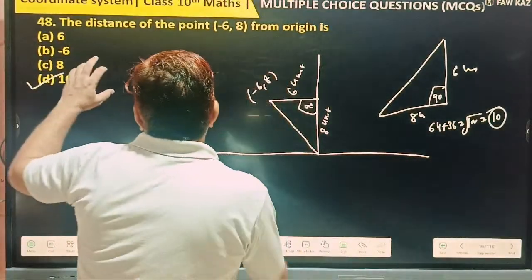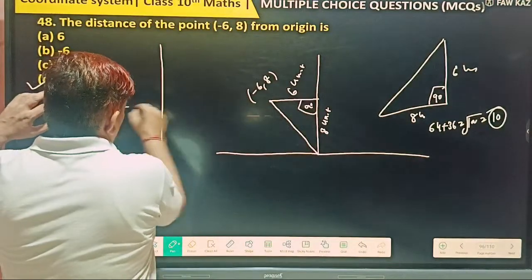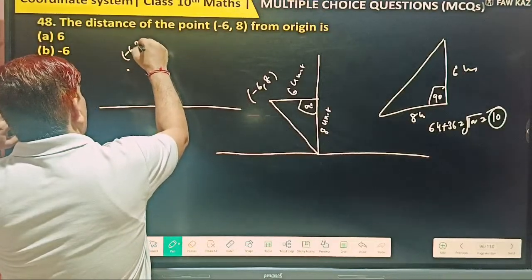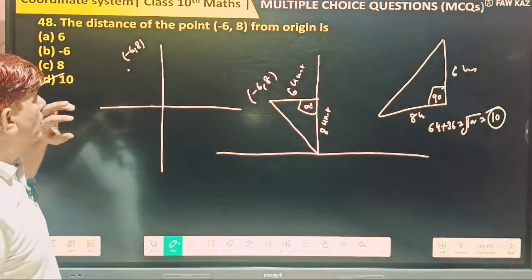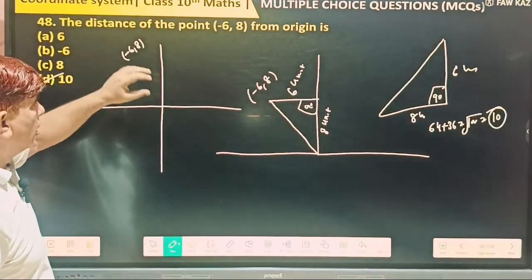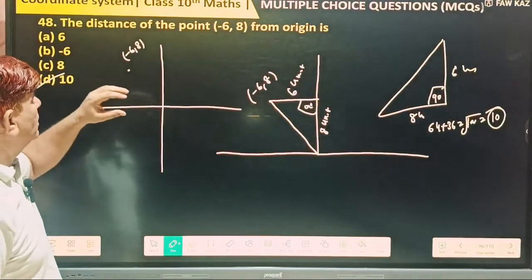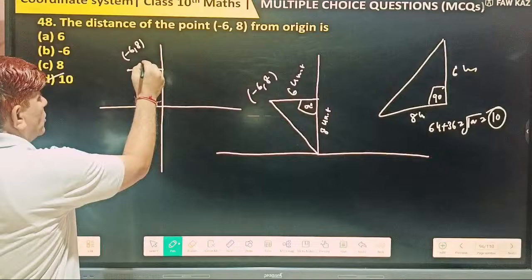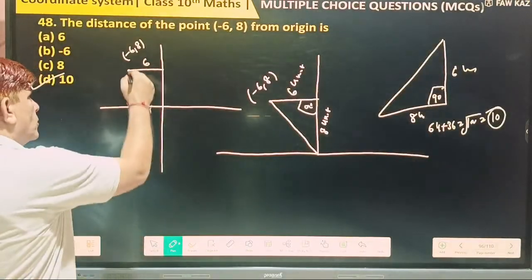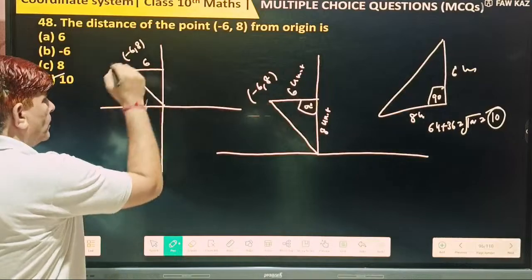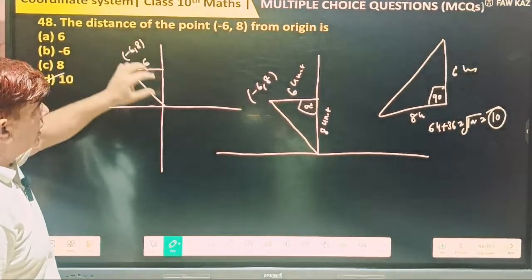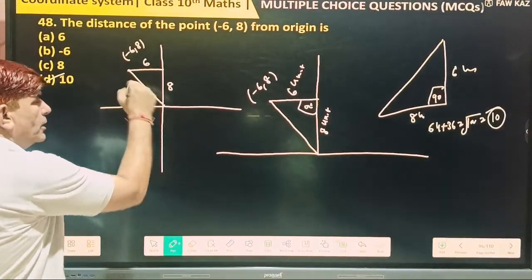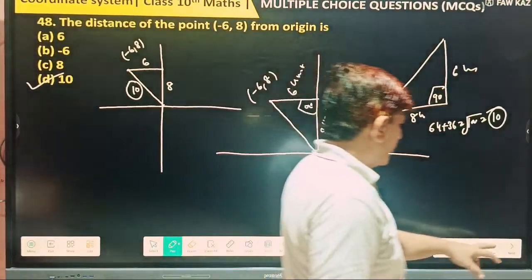Not understood? Beta, I am saying this. There is a point whose coordinates are minus 6 and 8. Minus 6 means the negative part of the x-axis. Its distance from the y-axis is how much? 6 units. Join this. And y equal to 8 means its distance from the x-axis is 8. And if you solve, then this comes to 10 units. Understood?